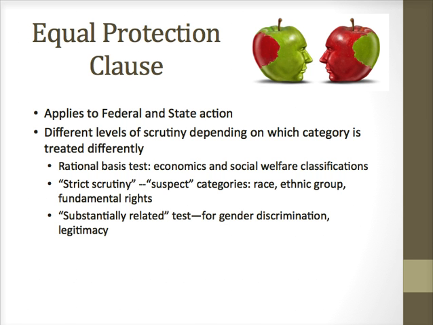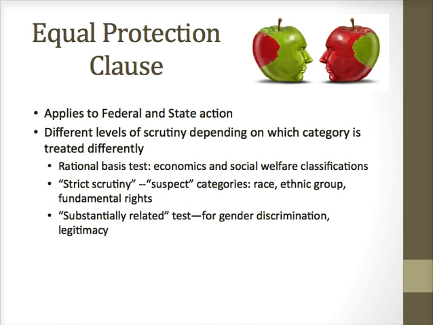That's because these categories are suspect. These are categories where the courts start out with the presumption, well, if you're going to distinguish on that basis, boy, we've got to really examine that to see if that's the only way you can accomplish whatever it is you're trying to accomplish. And so the court will give a very tough examination of government action where there's a difference in treatment based on race, ethnic group, fundamental rights.